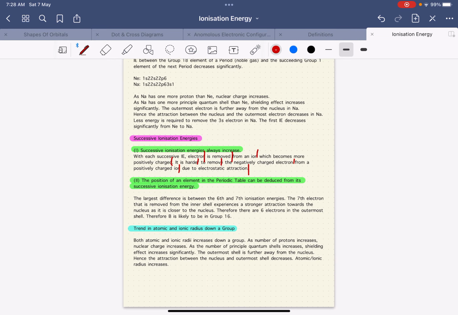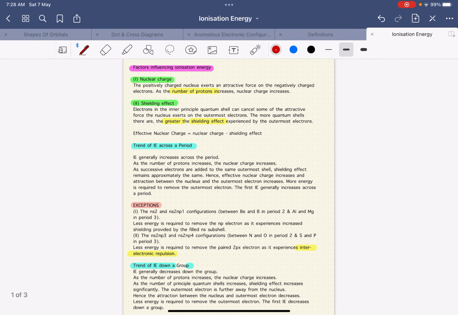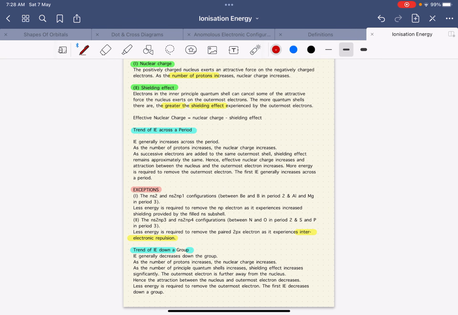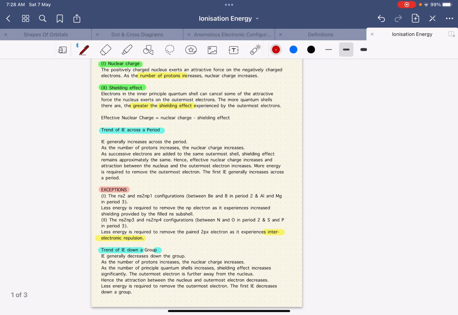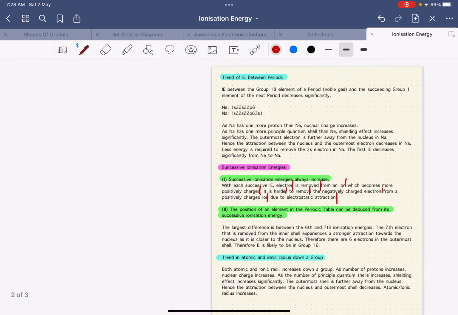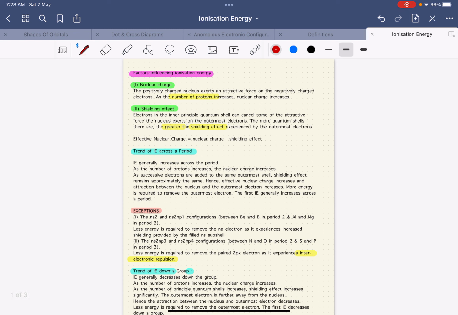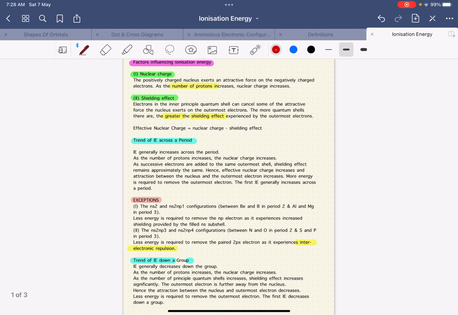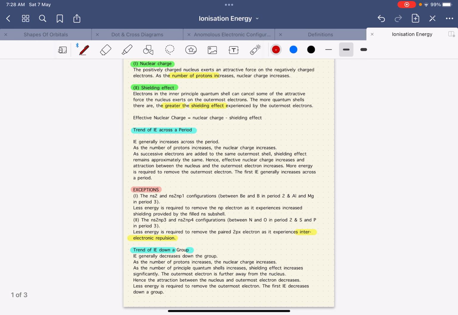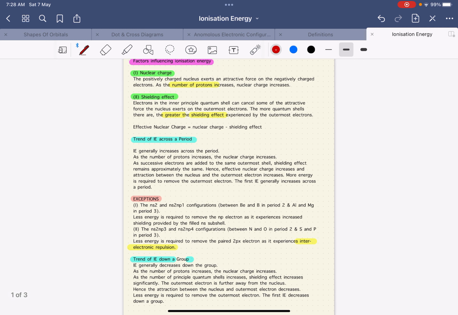What does this remind you of? This explanation reminds me of a certain explanation that we went through just now, which says that something becomes more positively charged. Can you identify it? Yes. Right.